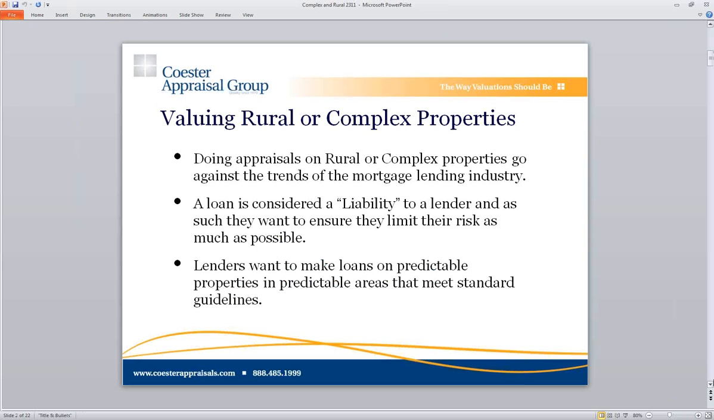So, valuing really complex properties goes against the trends in the mortgage industry. A loan closed is considered a liability to lenders, and as such, they want to limit their risk as much as possible. Lenders want to make loans on predictable properties and predictable areas that meet standards.